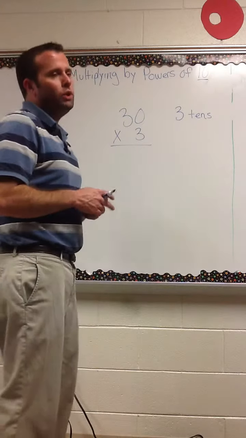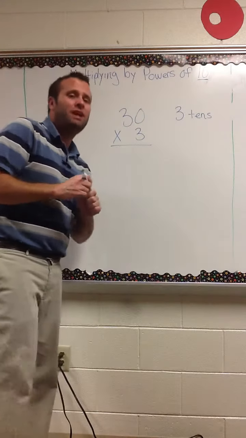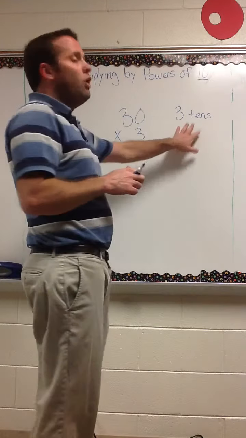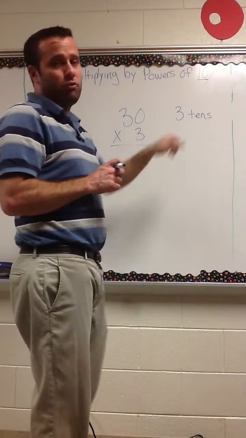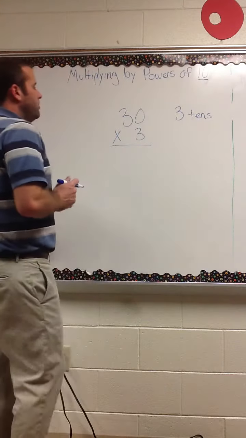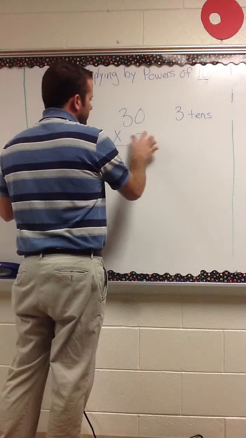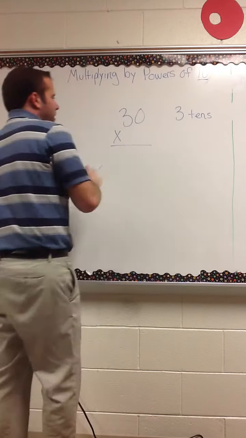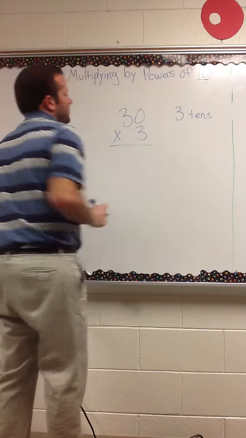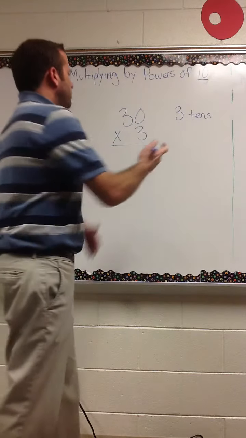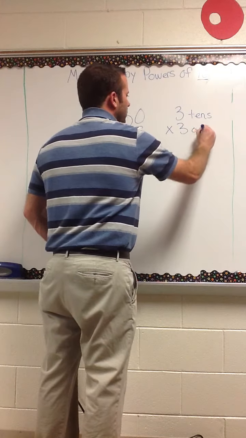1 and 9, 2 and 8 makes 10. 3 and 7 makes 10. 4 and 6 makes 10. And 5 and 5 makes 10. I know how a group of 10 is made. And I know that in the number 30, I have 3 of those groups. So, actually, let me change this just a little bit. Instead of 30 times 3, now let's start simple. So here's what I can do. What this is, is 3 tens times 3 ones.